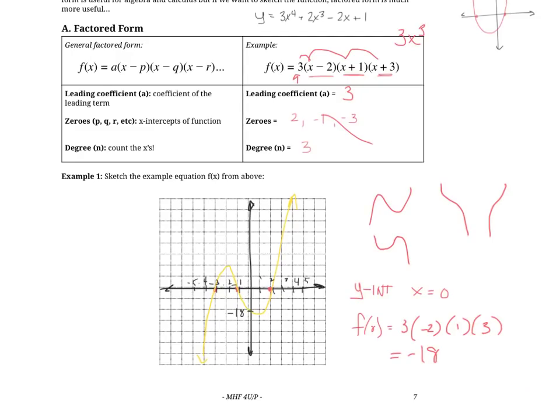So just in general, when you're asked to sketch the graph of a function from its factored form, we should be including all the zeros as well as the y-intercept. So basically all the x-intercepts and the y-intercept. Well, there's only ever going to be one y-intercept, but you should always plot that as well.